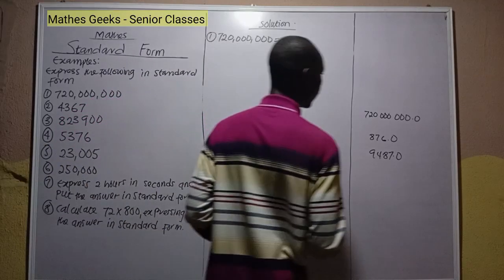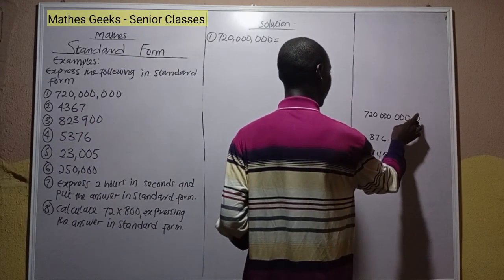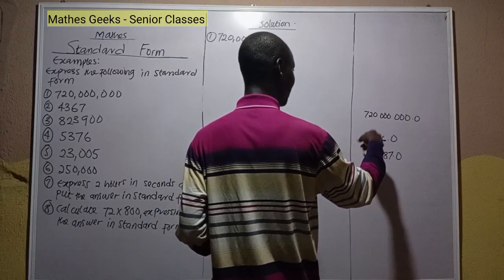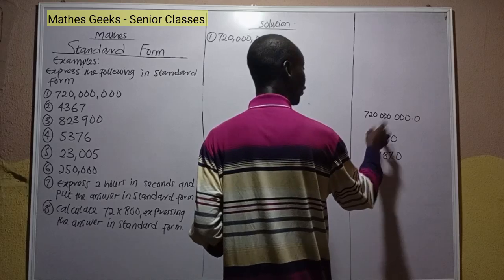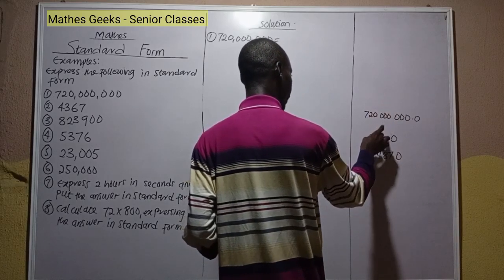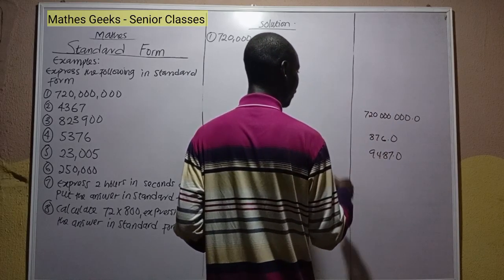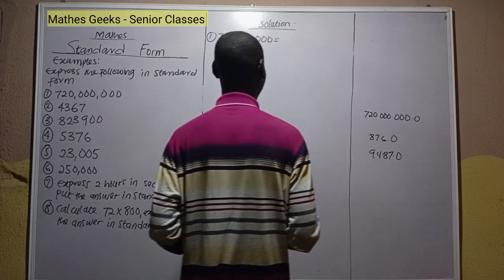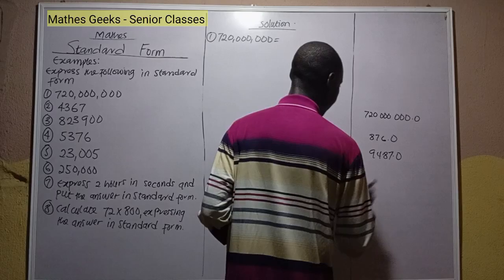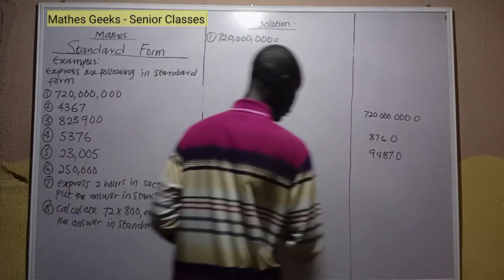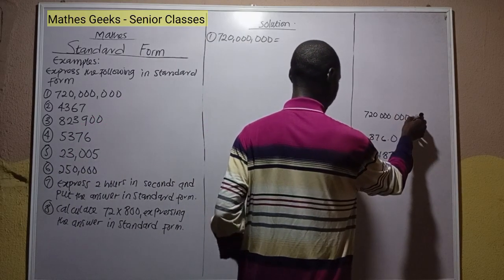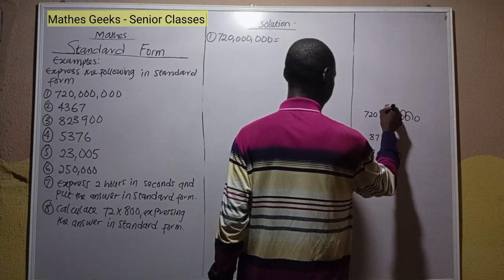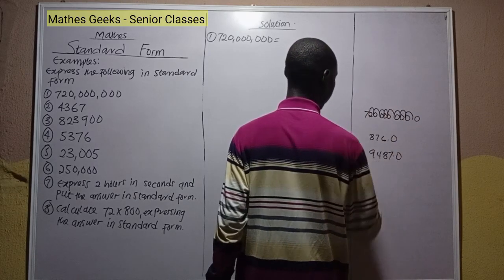So the task is to move this decimal point until we get to the first significant figure, and drop it there. At the end of the day, it's going to be between the first significant figure and the second significant figure. That's where it's going to be all the time. So in this case, if we move our decimal point, we're going to have 1, 2, 3, 4, 5, 6, 7, 8. We drop it here.